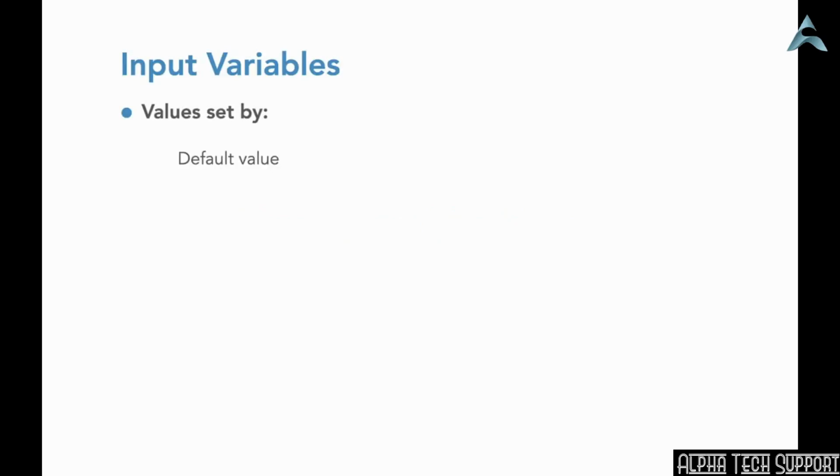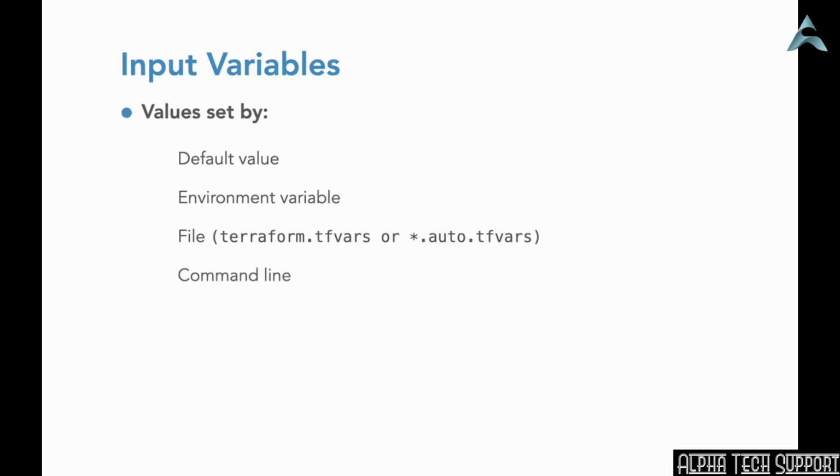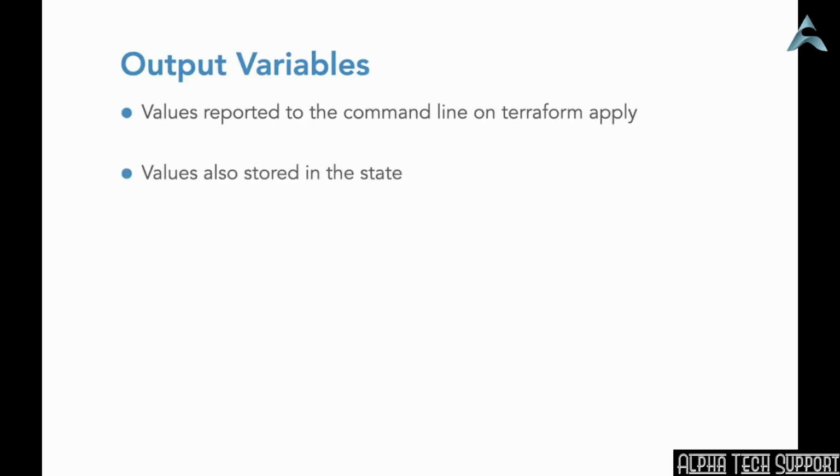The values of input variables can be set in a variety of ways, and there's a hierarchy. Terraform will use the value first in an environment variable, then in a file such as terraform.tfvars or any file ending in .auto.tfvars, and then the command line in that order of precedence. The command line will override a file, and the file will override an environment variable. If none of those methods are used, the variable will take on the default value if declared in the configuration. If no value is set by any of these methods, the value is null. After a Terraform apply operation, Terraform can report the value of variables to the console. These are called output variables. We've seen an example of output variables in a previous chapter with the instance DNS name.